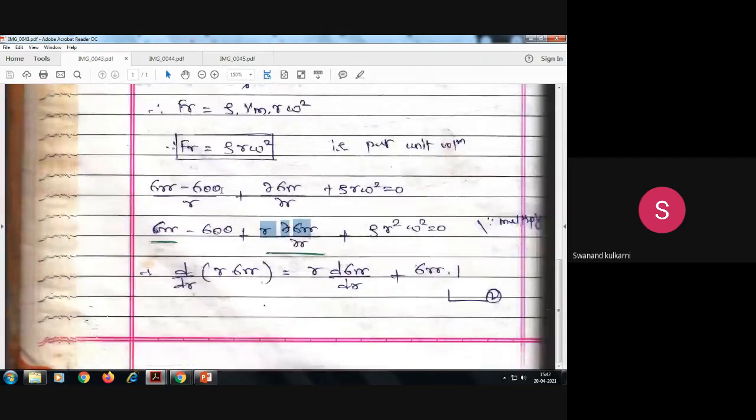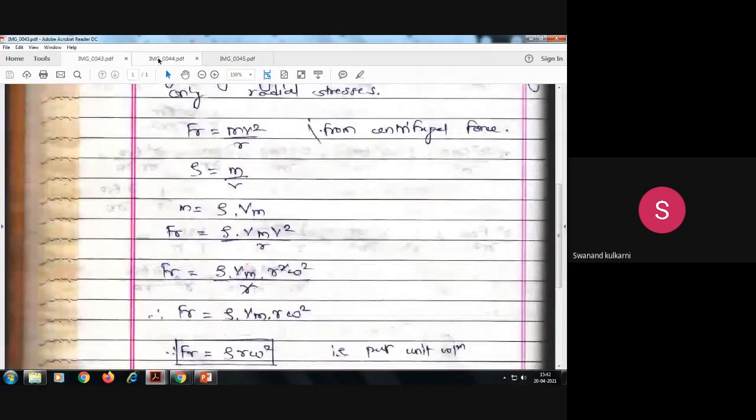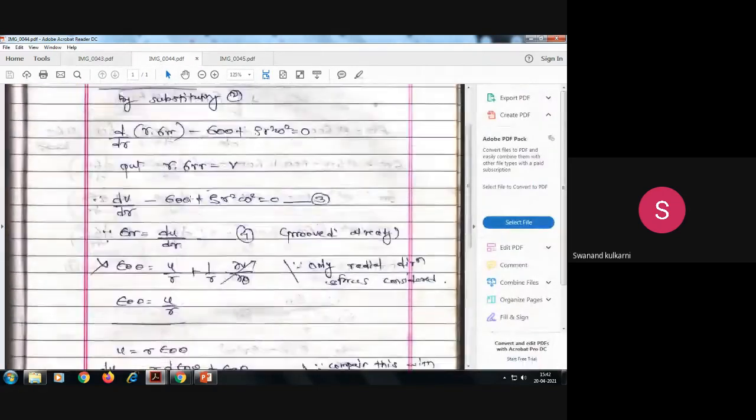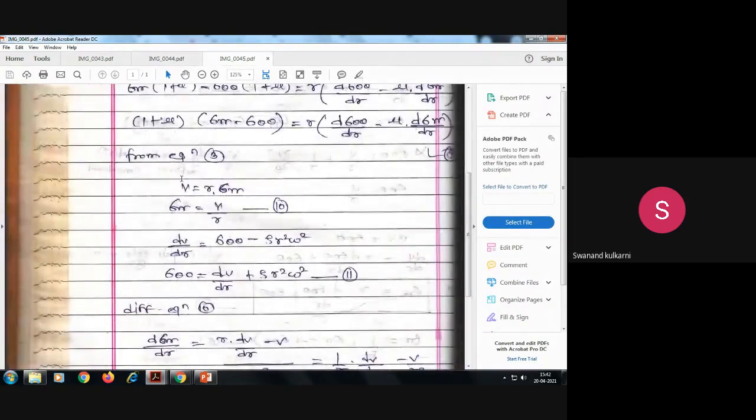Previously we substituted here. What is this R into sigma RR? R into sigma RR is nothing but V, which is substituted here, taking the reference of V is equal to R into sigma RR. So here sigma RR is nothing but V upon R. So this is equation 10, which you can refer here.